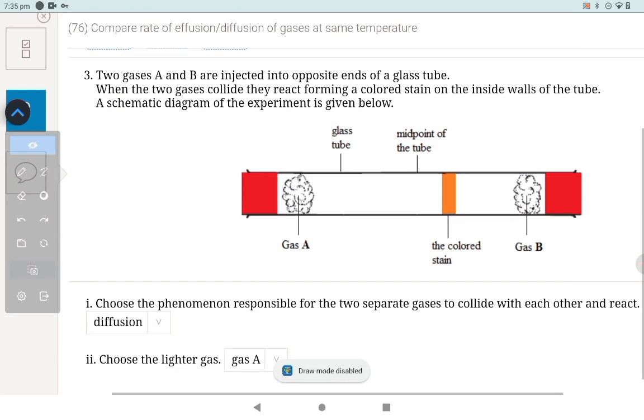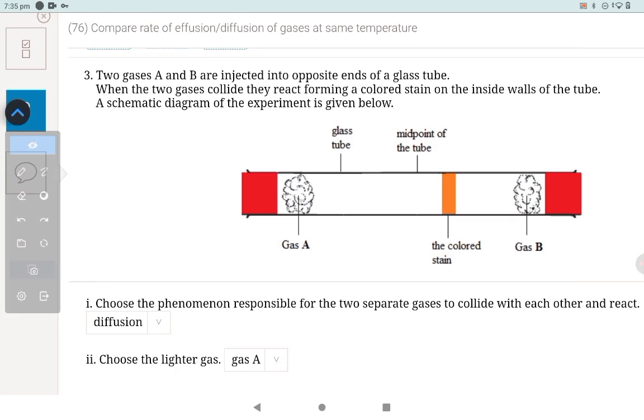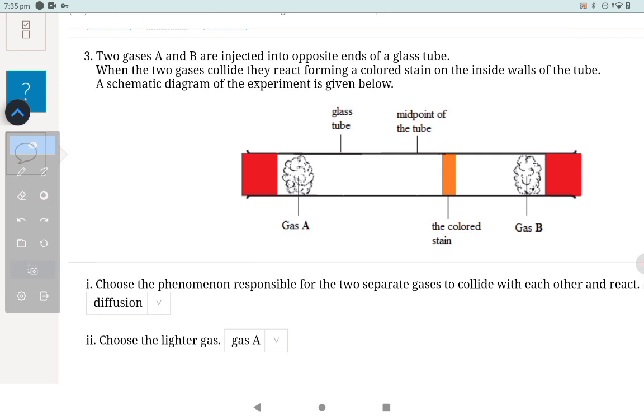Okay, two gases A and B are injected into opposite ends of a glass tube. When the two gases collide, they react, forming a colored stain on the inside walls of the tube. A schematic diagram of the experiment is given below. Choose the phenomenon responsible for the two separate gases to collide with each other and react. Okay, diffusion. So when gases collide with each other and react, it is diffusion. Okay, effusion is when they get out of small holes. That is effusion. The diffusion is when they collide and react.